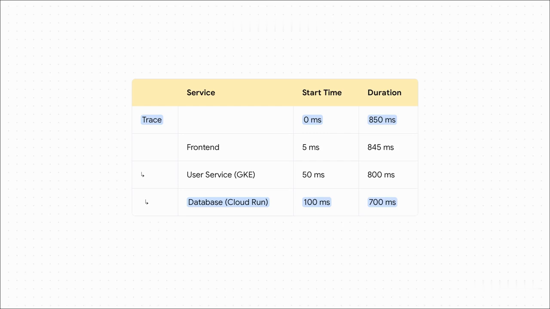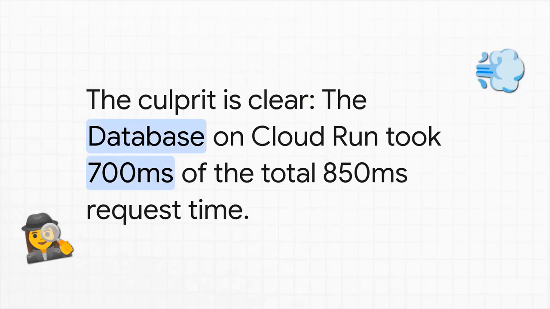Just look at this. The entire request took 850 milliseconds. We can see the front-end service was busy for almost that whole time. But what was it doing? Mostly just waiting. It was waiting for the user service, which, as it turns out, was also just waiting for the database service.